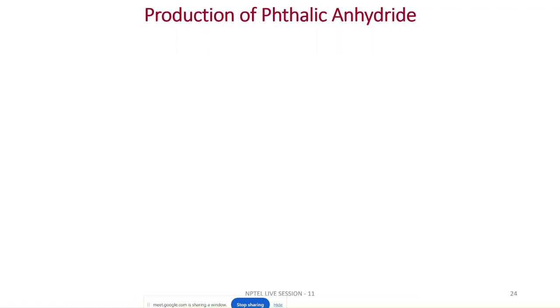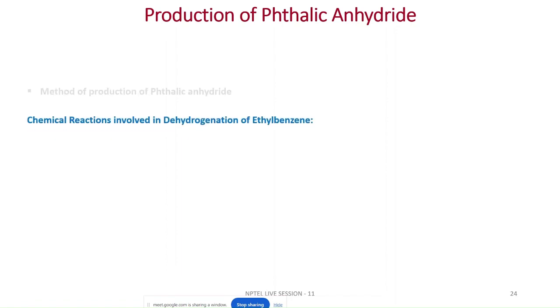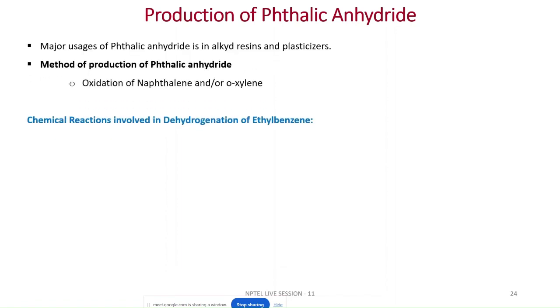Next we are moving to the production of the phthalic anhydride. The major uses of the phthalic anhydride are alkyd resin and plasticizer. The method of production of the phthalic anhydride is oxidation of the naphthalene or orthoxylene. What are the chemical reactions involved? The chemical reaction involves a few steps.